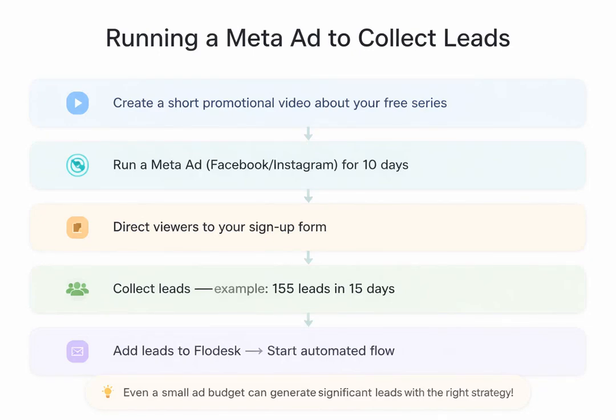To accelerate your lead collection, you can run a Meta ad on Facebook or Instagram for about 10 days. You create a short promotional video about your free series, run the ad, and direct viewers to your sign-up form. With a good strategy, you can collect a meaningful number of leads, even with a small budget. For example, running a 15-day promotion could bring in around 155 leads. Those leads then go straight into your Flowdesk audience and start receiving your automated email flow. The ad does the heavy lifting of reaching new people, and your email flow does the work of nurturing them.